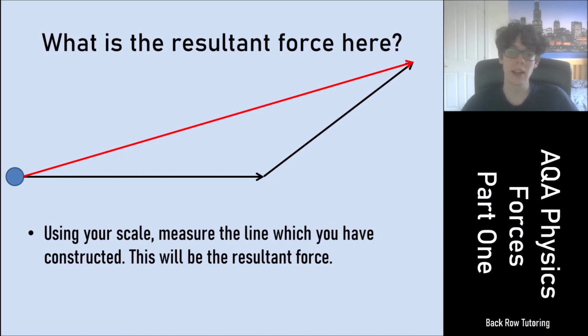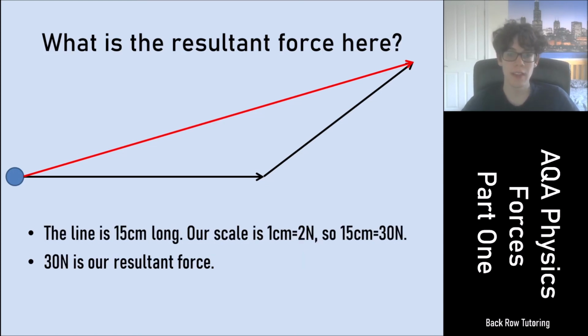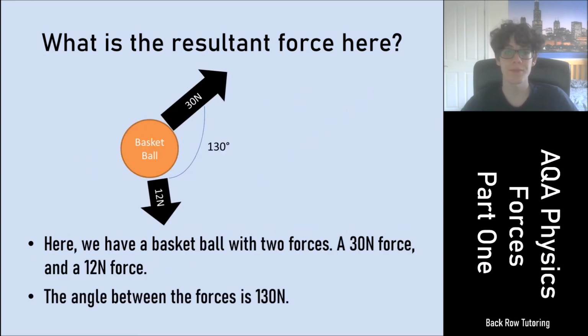Using your scale, measure the line which you've constructed. This will be the resultant force. The line is 15 centimetres long. Our scale is 1 centimetre is equal to 2 newtons. So 15 centimetres is equal to 30 newtons. That means the red line represents 30 newtons. So 30 newtons is our resultant force.